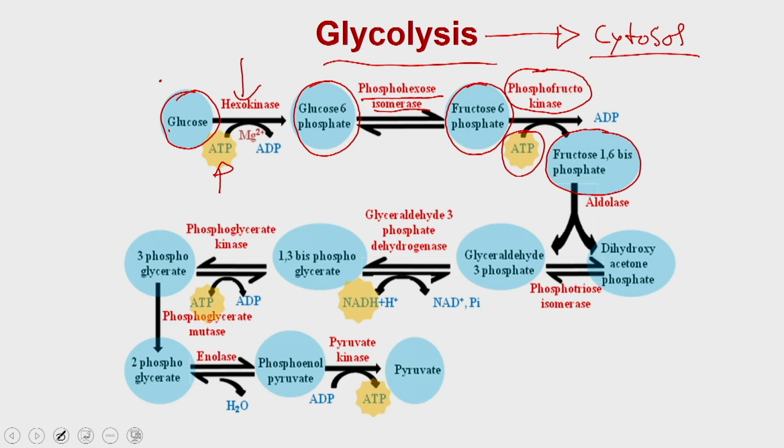Once the fructose 1,6-bisphosphate is being generated, it is being split by the aldolase into two molecules. One is called glyceraldehyde 3-phosphate, and the other molecule is called dihydroxyacetone phosphate. These two molecules are isomers. So, these molecules can convert to each other with the help of an enzyme known as phosphotriose isomerase.